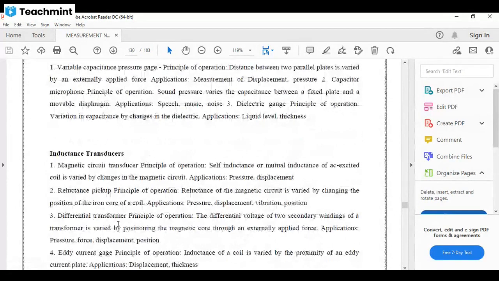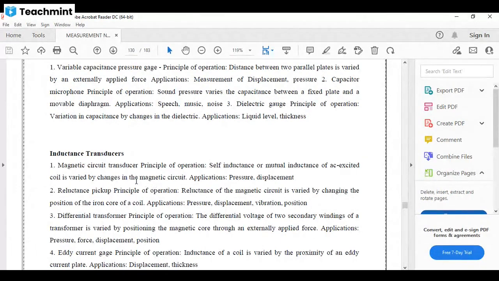Next one is the inductance transducer. The first one is the magnetic circuit transducer. Its principle of operation is that the self induction or mutual induction of an AC excited coil is varied by change in the magnetic circuit. As an application, we can measure pressure or displacement.